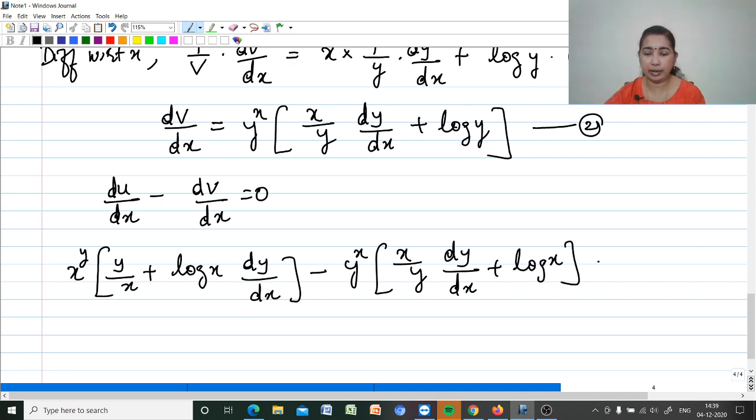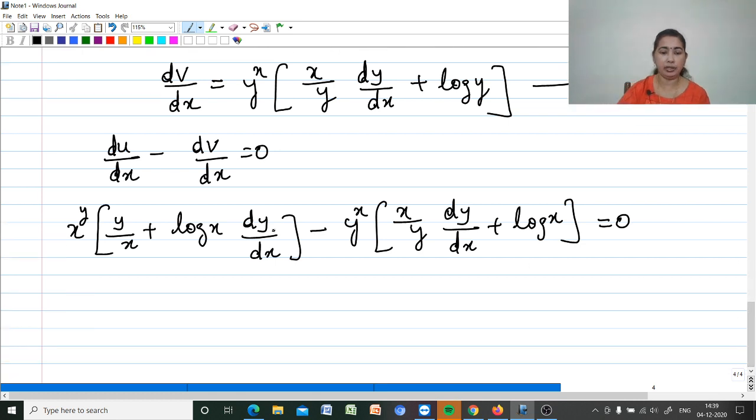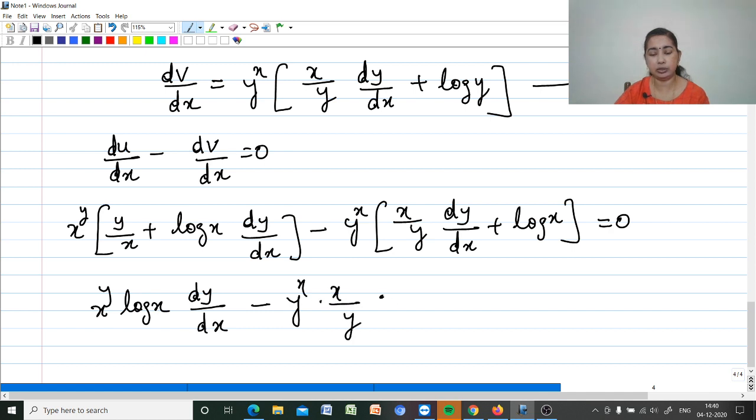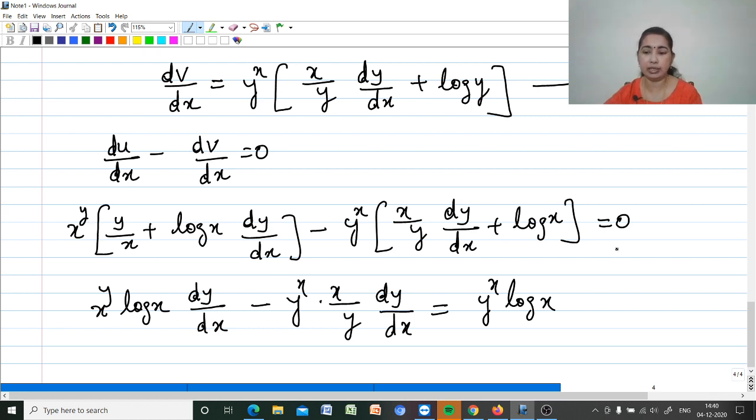Now, we can open the bracket, and all the dy by dx terms we can write on one side. So, x raised to y into log x into dy by dx, then minus y raised to x into x by y into dy by dx. Let the dy by dx terms be on one side and the remaining terms we can take to the other side. That is minus y raised to x into log x, taking to the other side it becomes y raised to x log x, and here minus x raised to y into y by x.